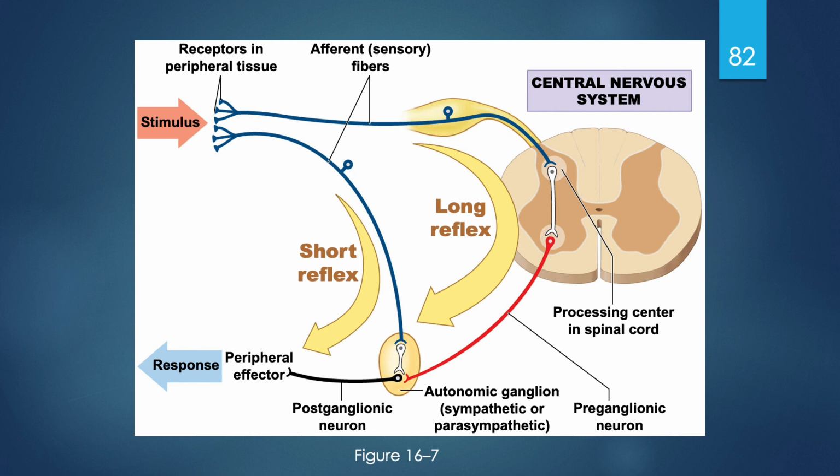And then it will synapse at the autonomic ganglion, which again could be sympathetic or parasympathetic, contingent upon the control required. And then it will synapse again finally on a postganglionic neuron, shown in black, which sends the information out to the peripheral effector. So the long reflex is involving the central nervous system because it goes to the spinal cord and is able to control an entire organ.